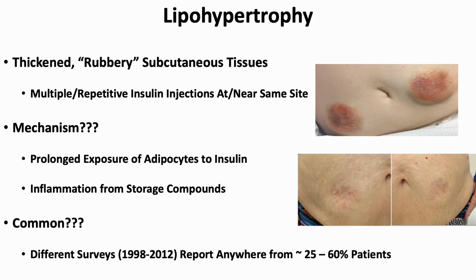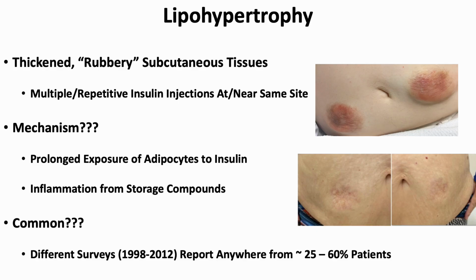Another important thing to recognize is lipohypertrophy, right? I've given you some examples here over on the right. And this is really thickened, rubbery subcutaneous tissue, and it's due to multiple or repetitive insulin injections at or near the same site. We don't really fully understand, but it likely has to do with inflammation and exposure of adipocytes to insulin. It's actually pretty common, especially for patients who've had diabetes for many years where they were using less pure insulins, even 25, 30 years ago, so not that long ago. Or they were using animal insulins.